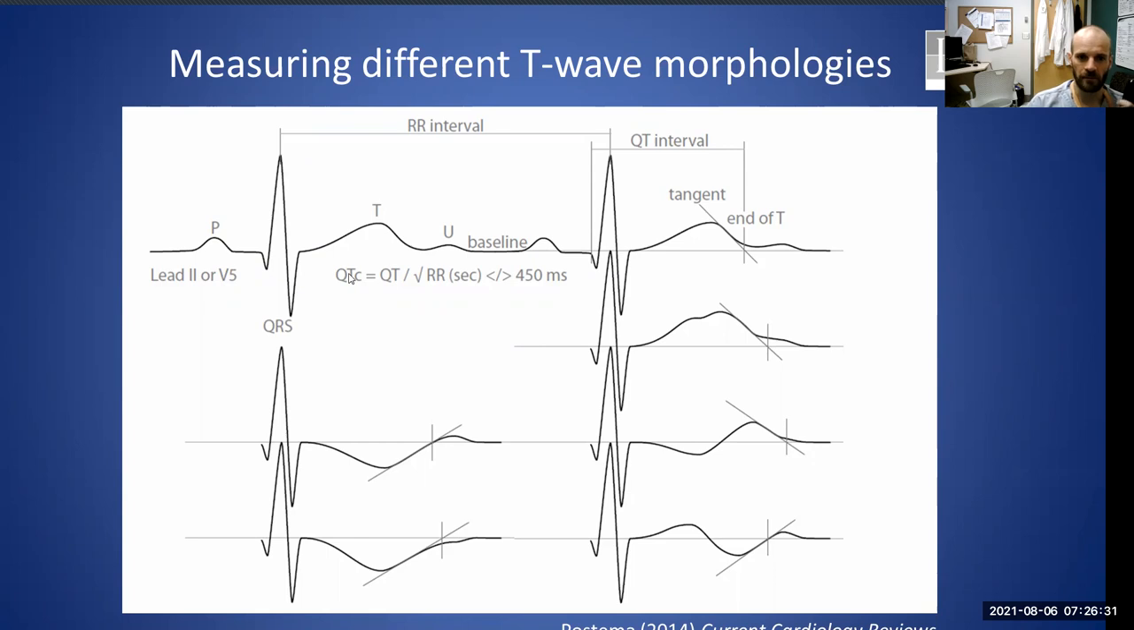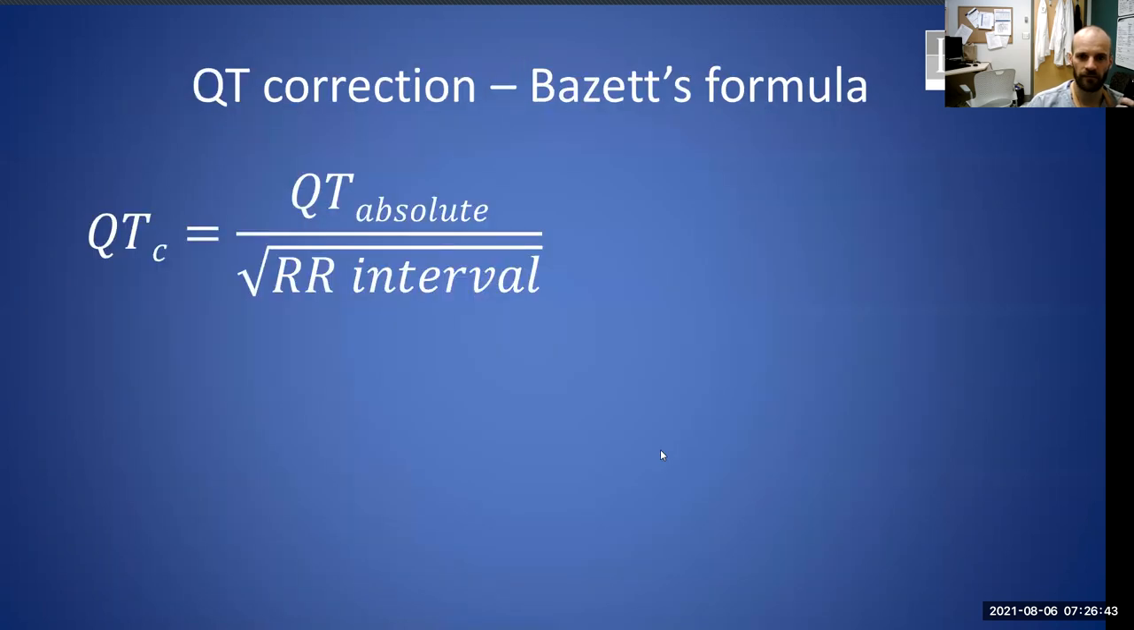It's like a different way of expressing the heart rate. If you're going to measure the heart rate in beats per minute, the RR interval in seconds is going to be 60 divided by the heart rate. So QTc is the absolute QT interval divided by the RR interval measured in seconds.